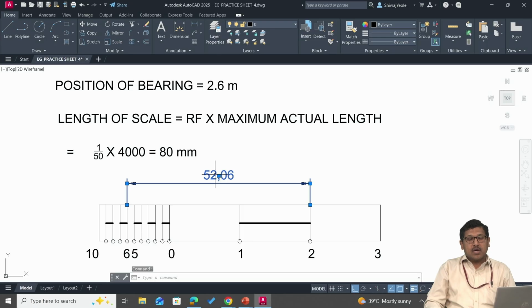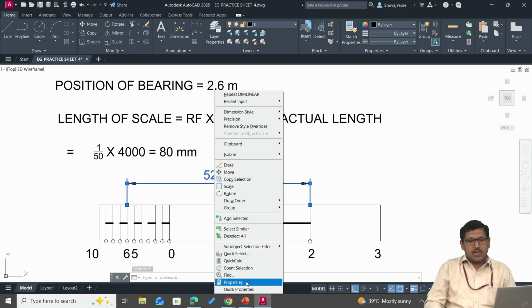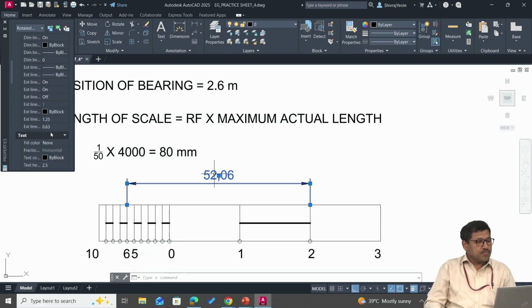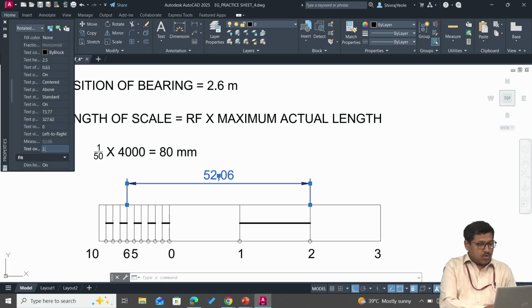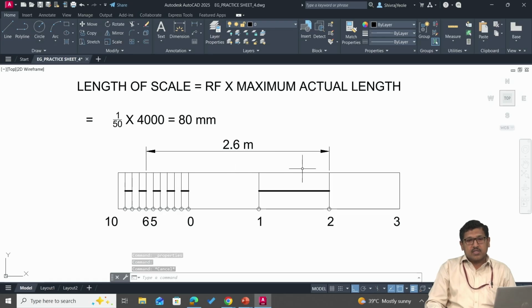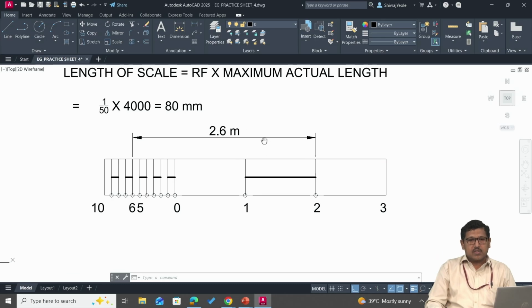So now what we need to do is select this dimension, right click, go to properties. Now in the properties, just scroll down. You have this text option, and in the text, the last option is text override, this one. So this is where you can type 2.6 meters. So actual distance is something like 52 mm, but we are showing a scale wherein this 80 mm line is representing 4 meters distance. So that's why the distance between these 2 points is also 2.6 meters.